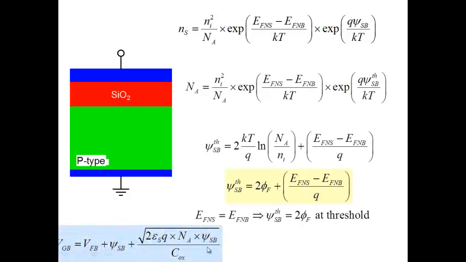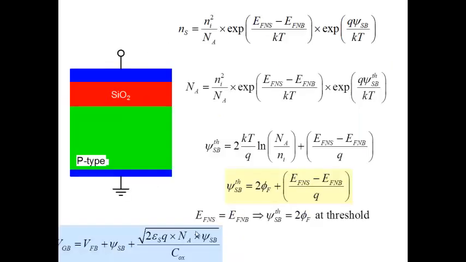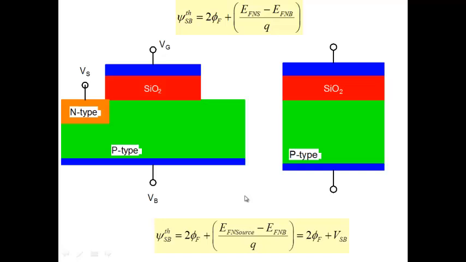This is a general expression that we had obtained for how gate voltage is related to surface potential. If I now take 2 phi f and put it here, I get the expression for threshold voltage, with the surface potential measured from bulk. So I've gone through the derivation and arrived at the condition for threshold: 2 phi f plus the electron quasi-Fermi level at the surface minus the electron quasi-Fermi level in the bulk, divided by Q. Now the issue is the following.